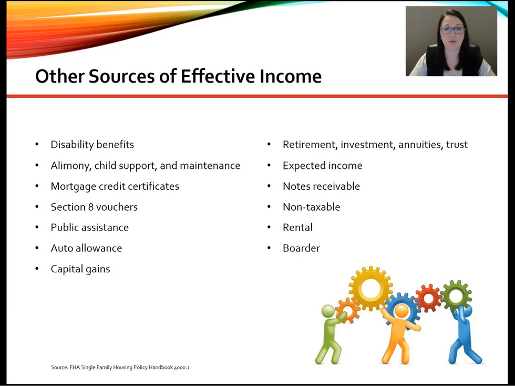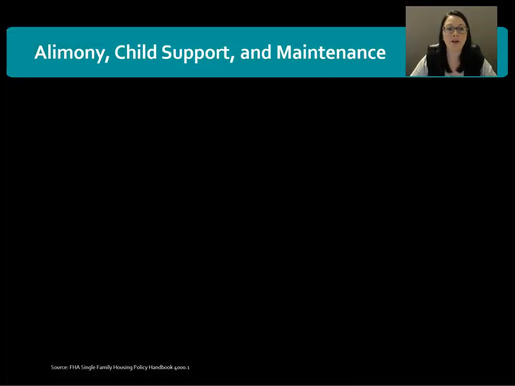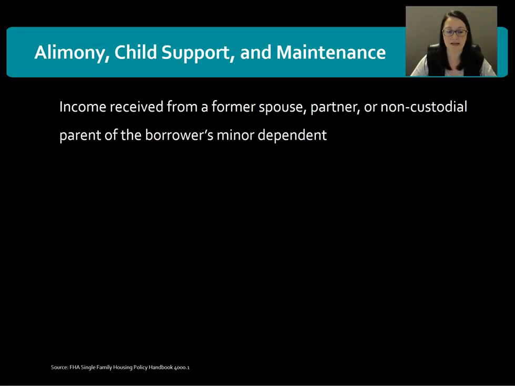So as you can see here, we've got some examples: disability benefits, alimony, child support, mortgage credit certificates, public assistance, auto allowances, capital gains or losses, retirement, investment, annuities, trust, expected income, notes receivable, non-taxable income, rental, and boarder income. Now in this video, we're not going to talk about each one of these. We're going to talk about some of the most common. So let's talk about alimony, child support, and maintenance.